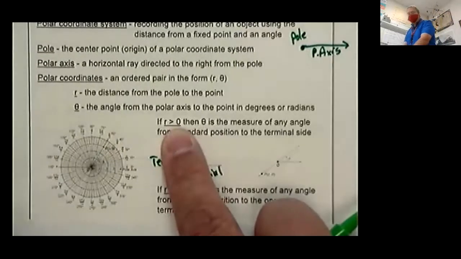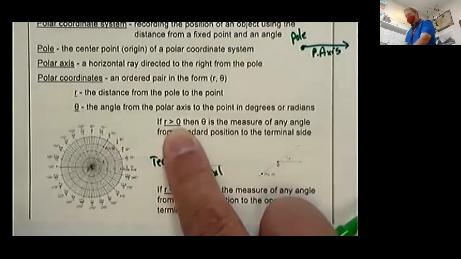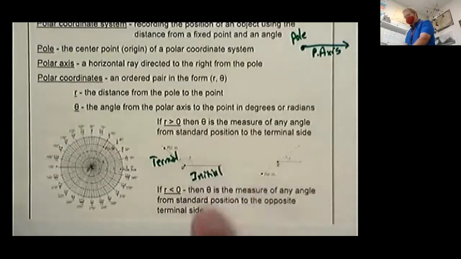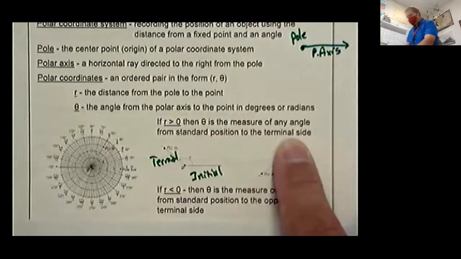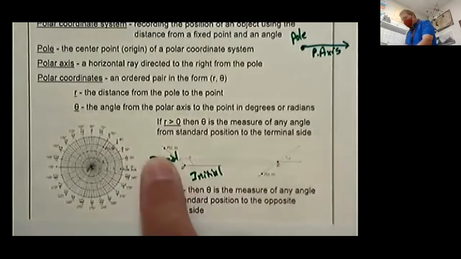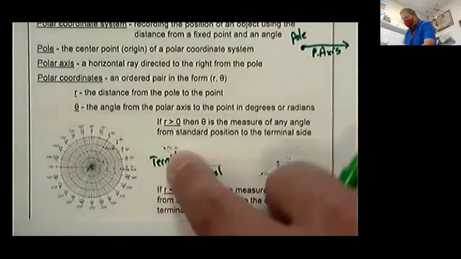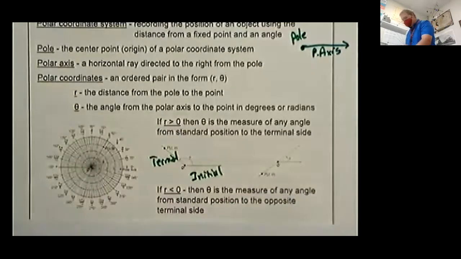If radius is positive, so if r is bigger than 0, then theta is the measure of any angle from standard position to the terminal side, just like we did in trig. So here's our r, distance away from the origin, and then theta gives us the location on the circle. But r can be negative.